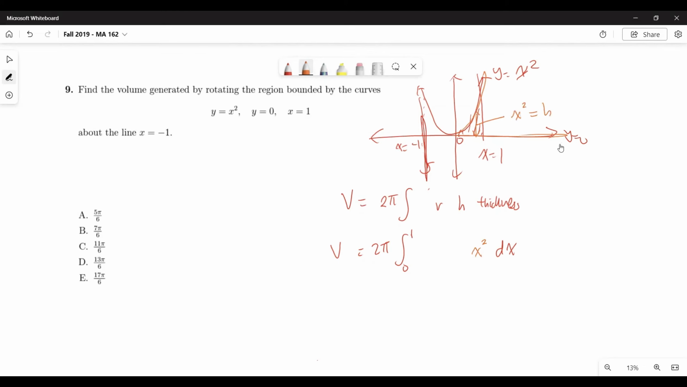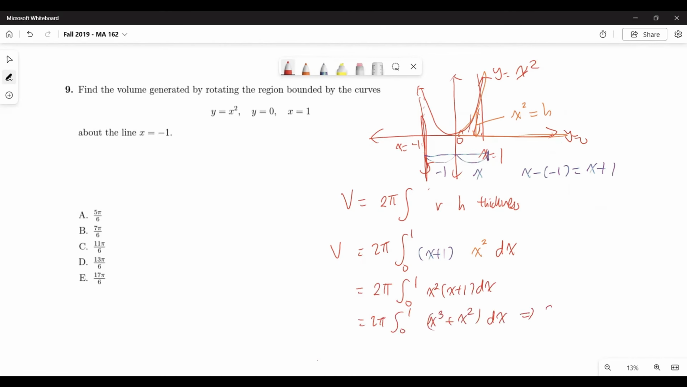And we want to find the radius. The radius is from this line to this line. So the radius is x, and then we have to subtract -1. So x minus -1 becomes x plus 1. So that's the radius, x plus 1. So the volume of this region is 2 pi integral from 0 to 1 of x squared times x plus 1 dx. If you simplify the integrand, this becomes x cubed plus x squared dx.